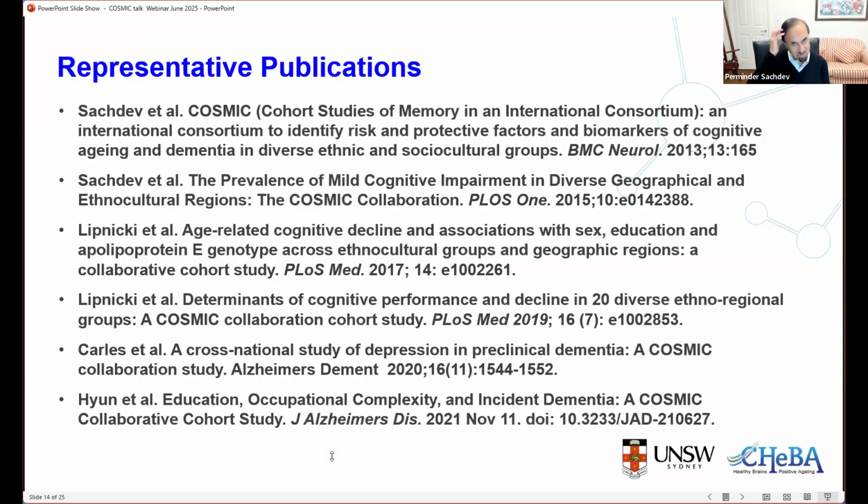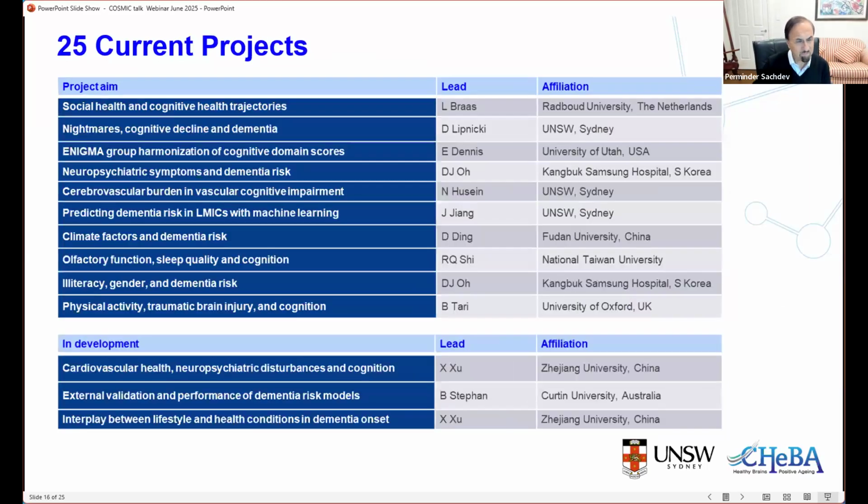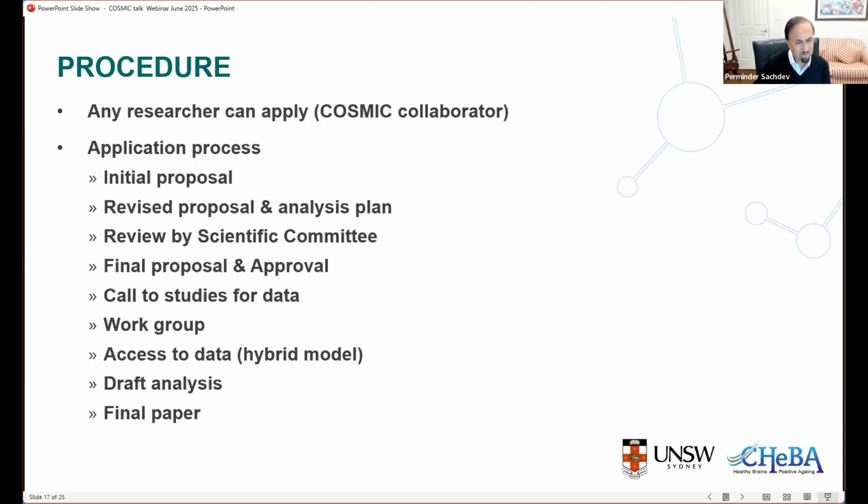So we have been publishing in very good journals. I've just given you a representation. I think we have close to 30 publications now from COSMIC, and all of them being in high quality journals. And we have a lot of projects currently underway. We have listed some of these projects here, nearly 25 projects in various areas. We will share these slides with you. We don't have time to go into these in detail.